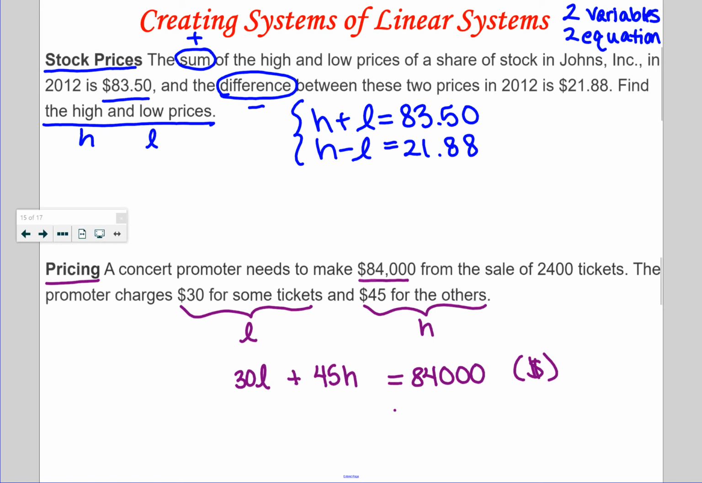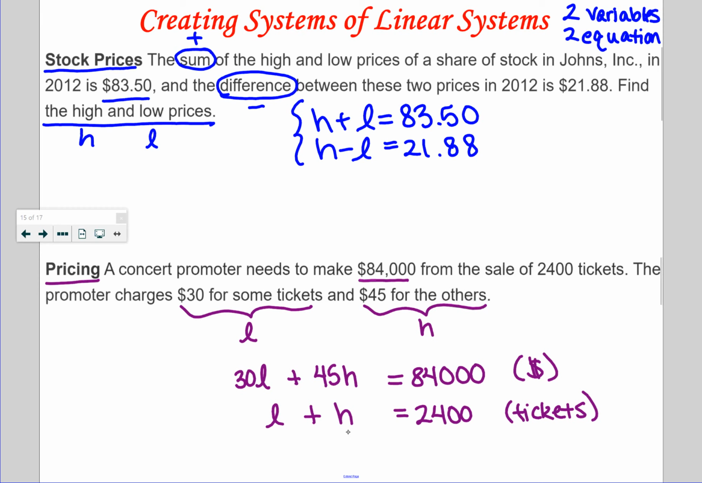The other total you're given in this problem is 2,400 tickets. So we're going to write a ticket equation. We're going to work backwards from that total. We know that he sells L of some and H of another. So total, that L and H must add together to be 2,400. Now what we don't know is is it 2,400 or 1,200 and 1,200? That's what you have to solve for. But we do know that the number of tickets he sells at the low price plus the number of tickets he sells at the high price are going to give you 2,400 total.